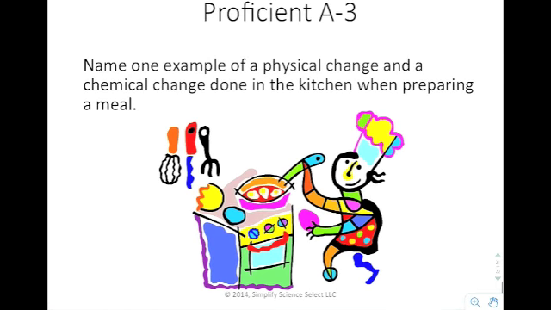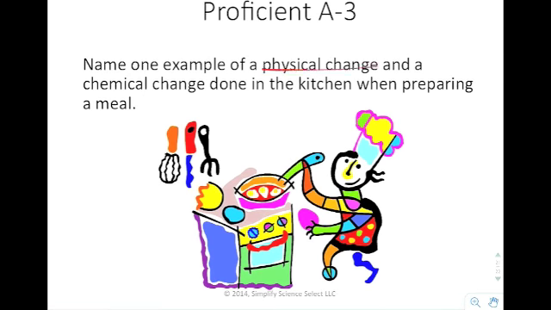Question 3 says: name one example of a physical change and a chemical change done in the kitchen when preparing a meal. Well, a physical change is really easy. If you change the shape of something by, say, chopping or cutting, if you chop vegetables, that's an example of a physical change. You've changed the shape. It's still a carrot, it's just a carrot that's been cut up.